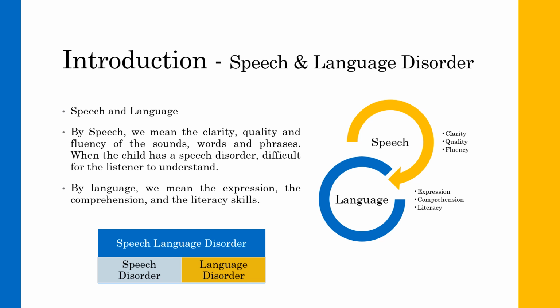A typically developing child is able to express herself by combining words or using gestures, is able to understand what's being said to her, and has age-appropriate reading and writing skills. If not, then the child may have a language disorder. We say speech language disorder when both speech disorder and language disorder is present.